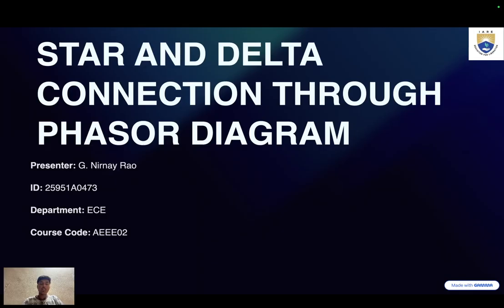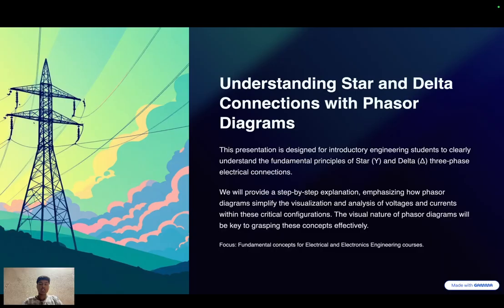Today I am going to do a presentation on star and delta connection through phasor diagram. Three-phase systems form the backbone of modern electrical power generation and distribution. They are preferred over single-phase systems because they provide constant power transfer, better efficiency, and enable the use of smaller and more economical machines.